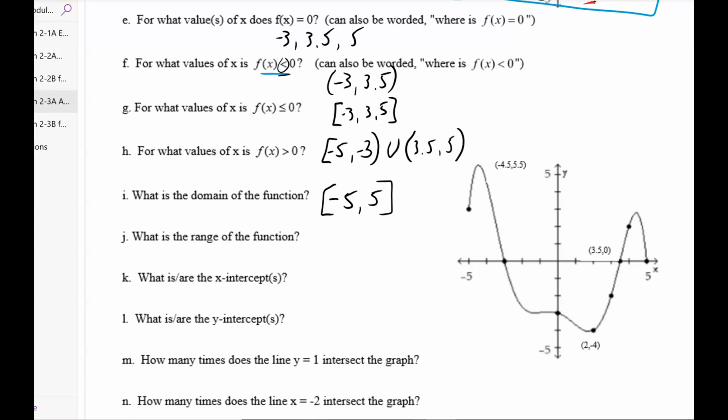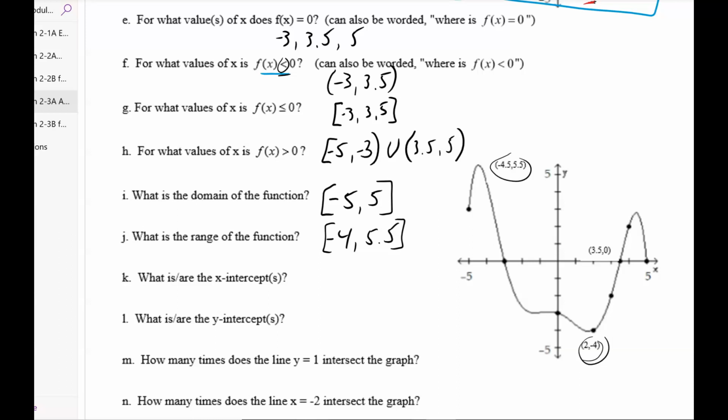Range of the function looks like the lowest point is down here at -4. The highest point is up here at 5.5, so that tells us the range. So from -4 to 5.5, inclusive.